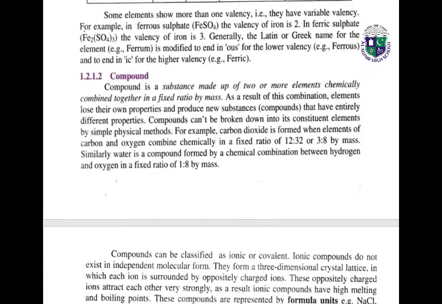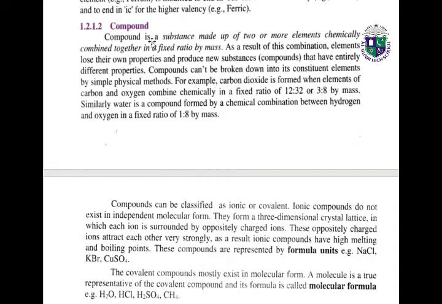Next we have the definition of compound. What is a compound? A compound is a substance made up of 2 or more elements. जब 2 or more elements आपस में मिलते हैं, they form a compound. They chemically combine in a fixed ratio by mass. As a result of this combination, elements lose their own properties and produce a new substance. Compounds cannot be broken down into their constituent elements by simple physical methods.